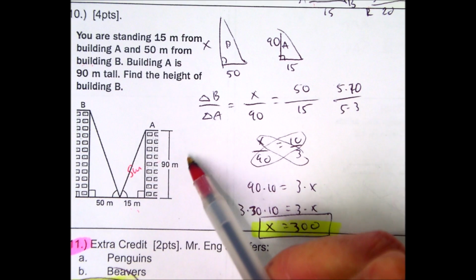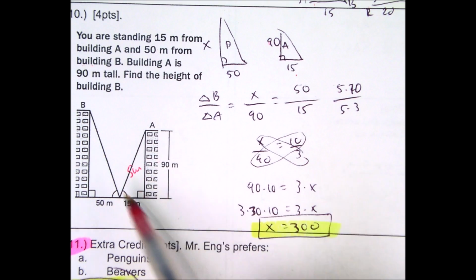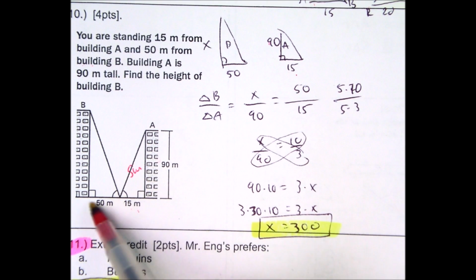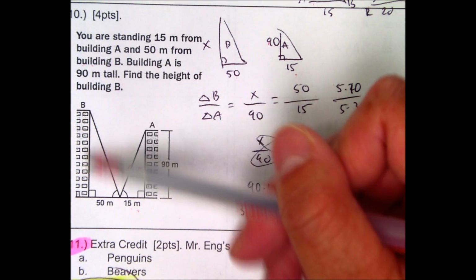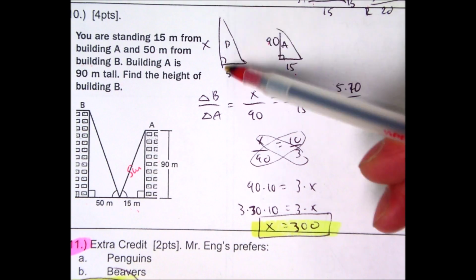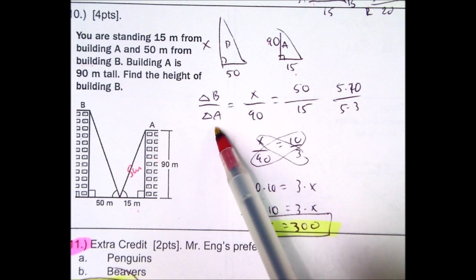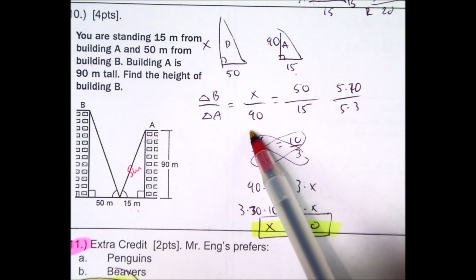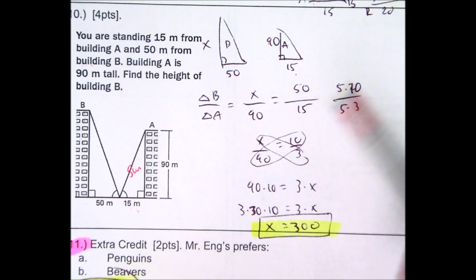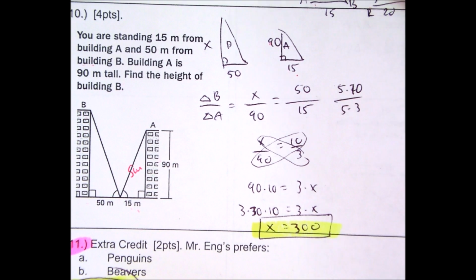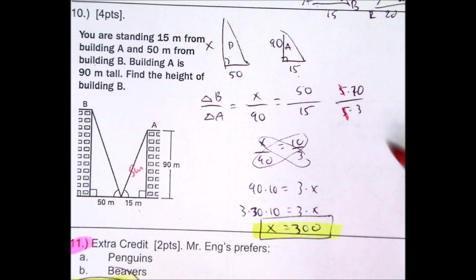I have 15 and 90. 15 is the short leg. The short leg over here is 50. I need to find the height of building B, which I'll call X. I chose triangle B over triangle A. So X over 90. The other side for triangle B would be 50 over 15. Remember, you want to work with smaller numbers, so my factors are 5 and 10, 5 and 3. Cancel your 5s. You'll get 10 and 3.